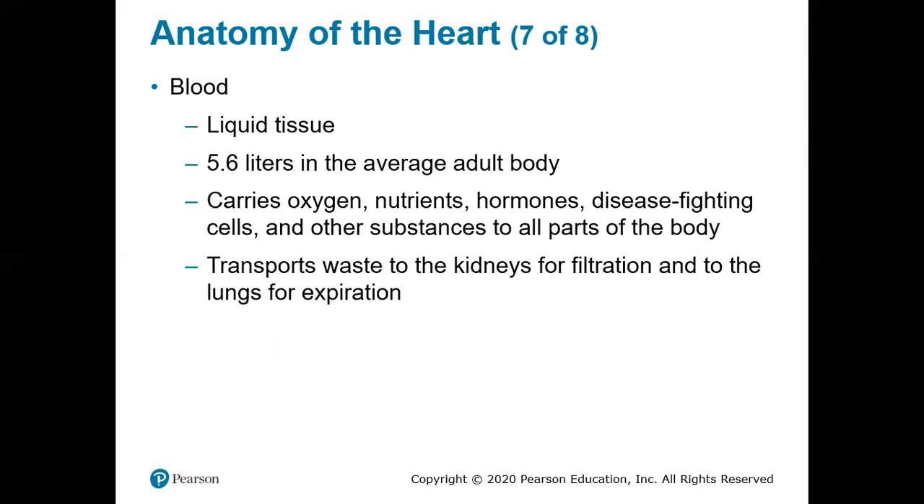So on page 462, we're going to look at blood. This is liquid tissue. 5.6 liters are in the average adult body. It carries oxygen, nutrients, hormones, disease-fighting cells, and other substances to all parts of the body. It transports waste to the kidneys for filtration and to the lungs for expiration.